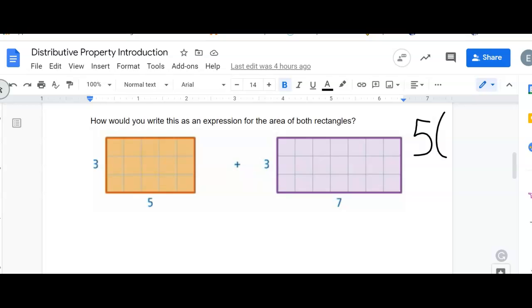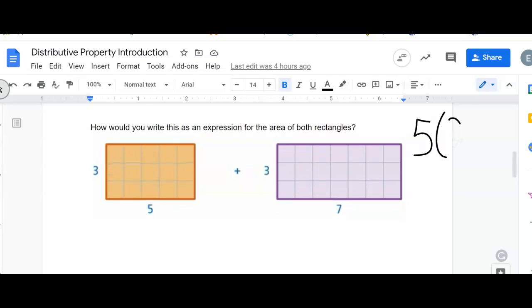5, parentheses, 2 plus 4. Solve this numerical expression using the distributive property. Please do it on the front side. Find somewhere in the front. The back. So, 5, parentheses, 2 plus 4. Who would like to explain how to solve this using the distributive property?